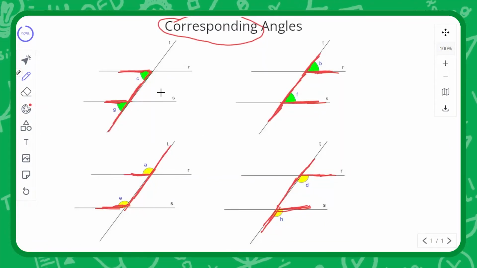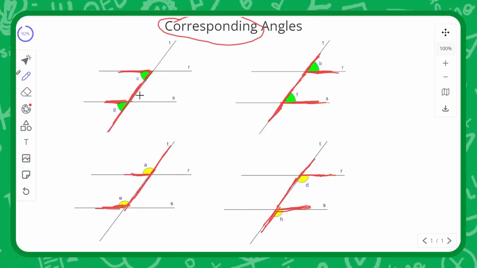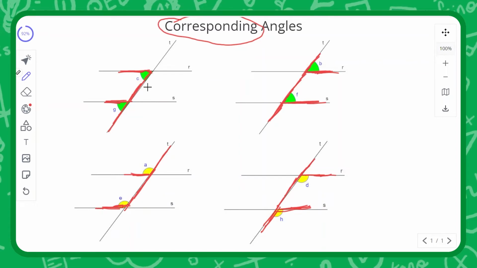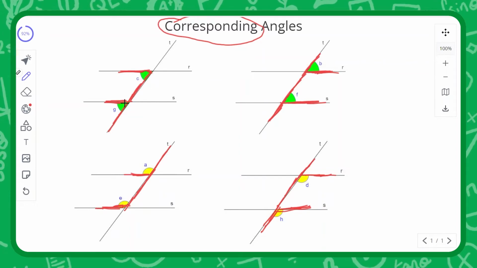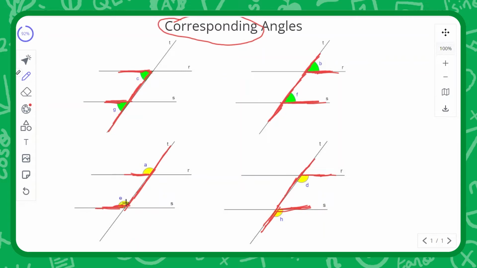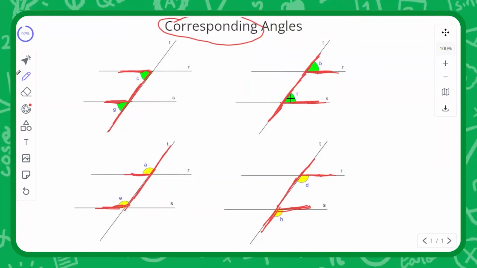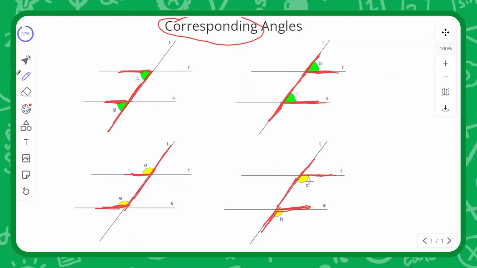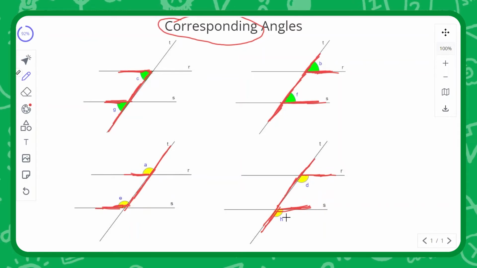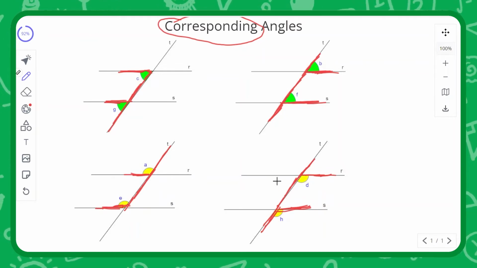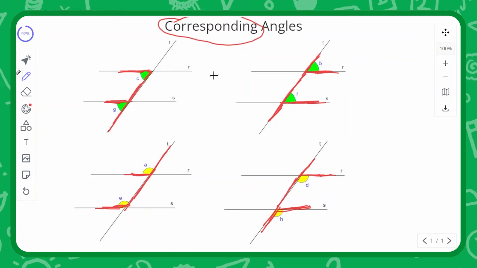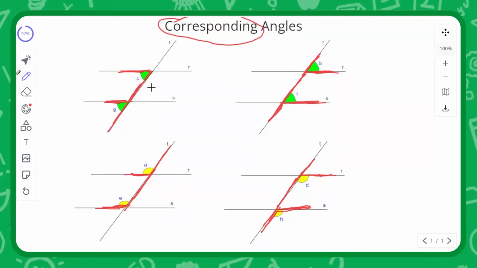With alternate angles, we saw that they were both inside the parallel lines. With corresponding angles, one is on the inside, one is on the outside. Again, one on the inside, one on the outside. F is on the inside, B is on the outside, and here D is on the inside of the parallel lines and H is on the outside. So very different to alternate angles. Alternate angles make a Z, corresponding angles make an F.